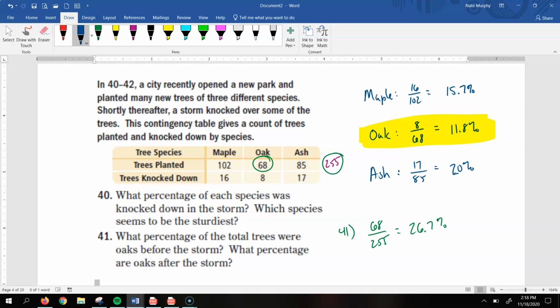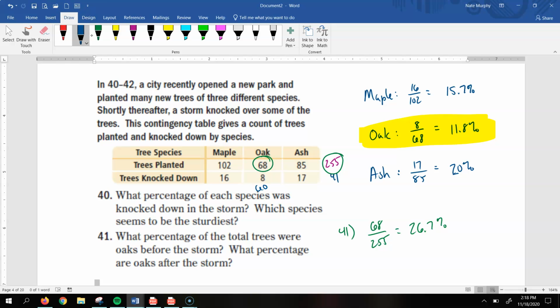Now, the second part of 41, what percentage are oaks after the storm? Okay, well, we know that there was 8 trees knocked down during the storm, so that means that there was 60 trees that were left over after the storm. Now, we need to figure out our total trees that were knocked down, so we can figure out what total were left over. So 16 plus 8 plus 17 tells us that there was 41 trees that were knocked down.